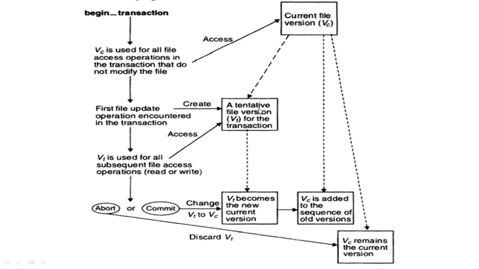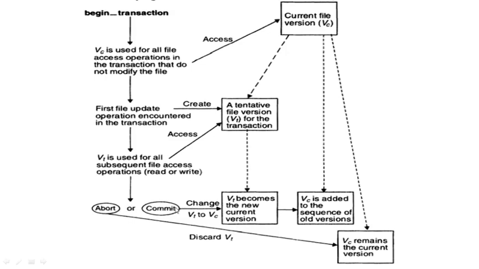Tentative means for the time being, a version which is not permanent. So a tentative version will be created. If you observe here, it is VC and it is VT. This transaction will use this tentative file for all the subsequent file operations, meaning it will read from this file and write to this file. It will take this version of the file and it either aborts or commits.